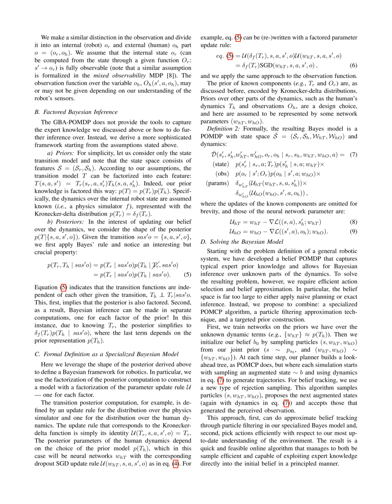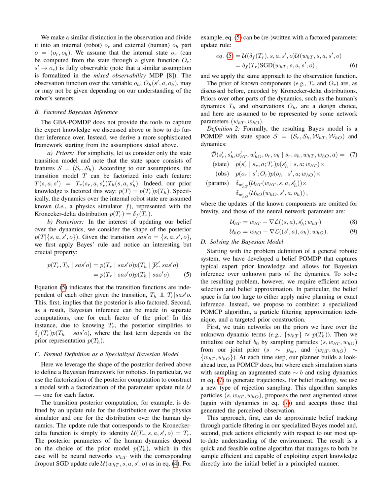Priors. For simplicity, let us consider only the state transition model and note that the state space consists of features S equals S_R, S_H. According to our assumptions, the transition model T can be factorized into each feature. T(S, A, S') equals T_R(S_R, A, S'_R) times T_H(S, A, S'_H). Indeed, our prior knowledge is factored this way. P(T) equals P(T_R) P(T_H). Specifically, the dynamics over the internal robot state are assumed known, i.e. a physics simulator F, represented with the Kronecker delta distribution P(T_R) equals delta of F(T_R).